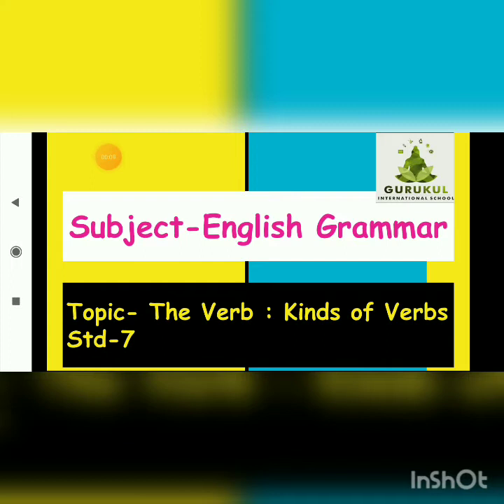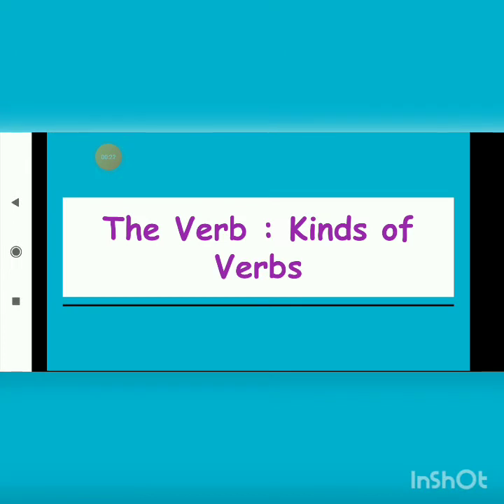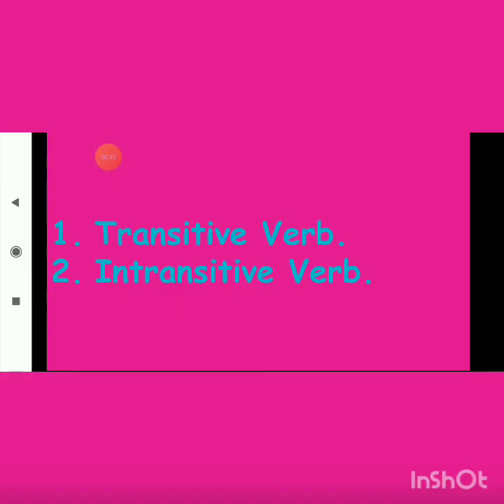Students, today we will be learning a new topic in English grammar, which is called kinds of verb. Verb, students, we all know, is the most important part of a sentence. There can be no sentence without a verb. There are two kinds of verb.